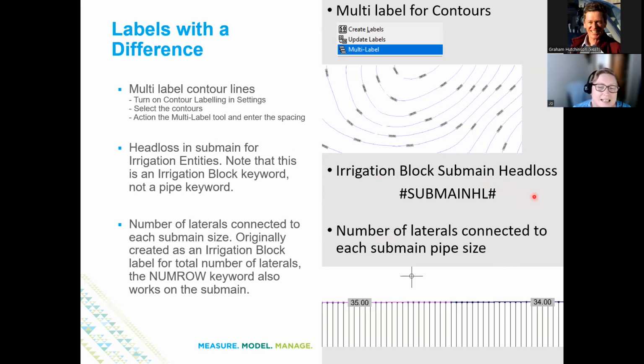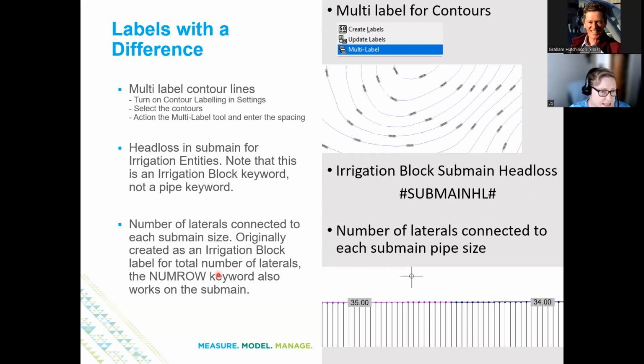You can't actually get a total of the submain head losses out of the reports, but you can with this particular label. Just be aware that it will only label up to where there's a branch. If there's a branching submain, it will just do the main part, the part that has the most flow, so it will leave off the little branch if you have a little one and a big one.